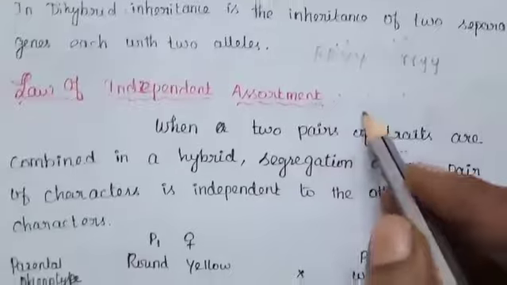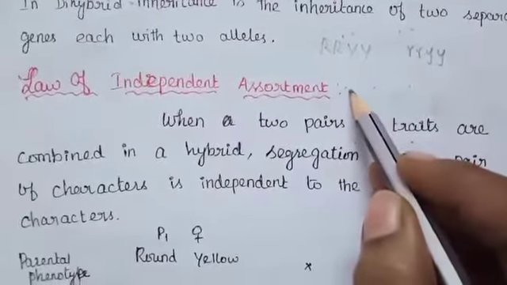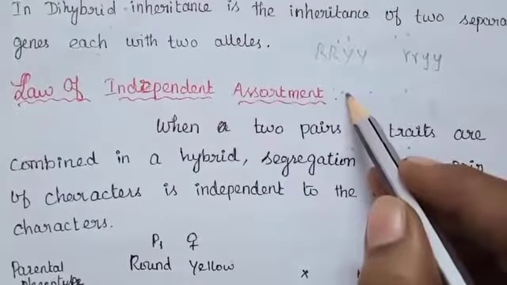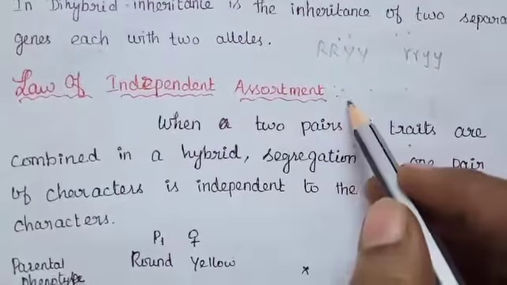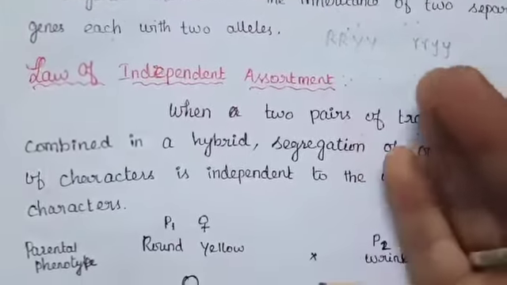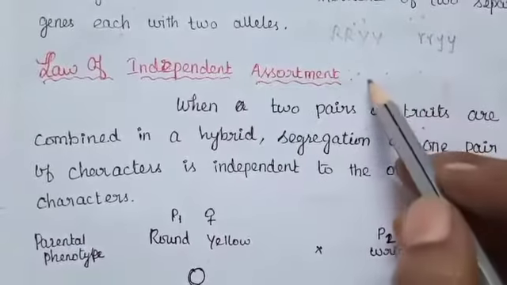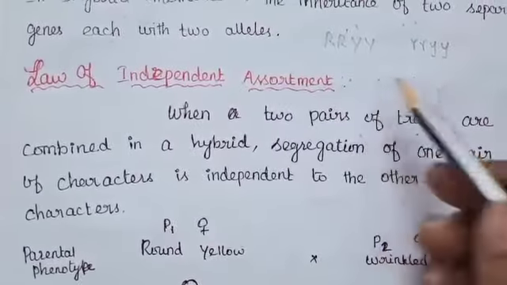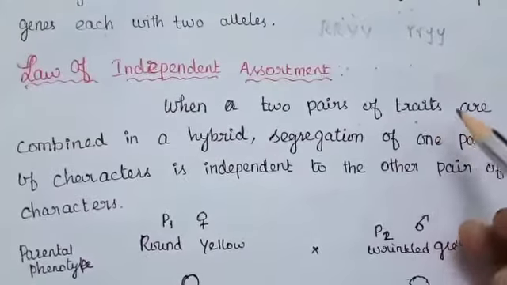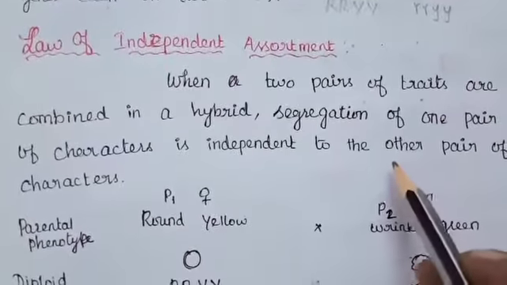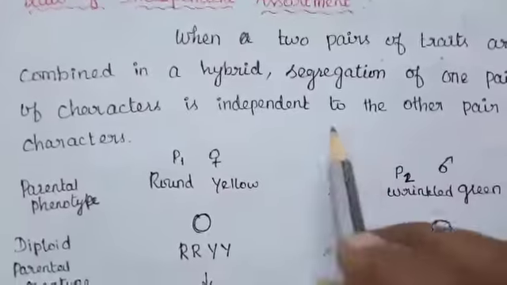Next, the law of independent assortment. Already in the monohybrid cross you have studied the law of dominance and the law of segregation. Also, here is the law of independent assortment. These three laws are very important. So, the law of independent assortment: when two pairs of traits are combined in a hybrid, segregation of one pair of characters is independent of the other pair of characters.